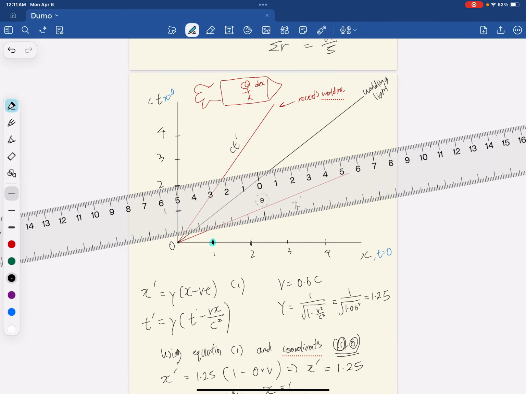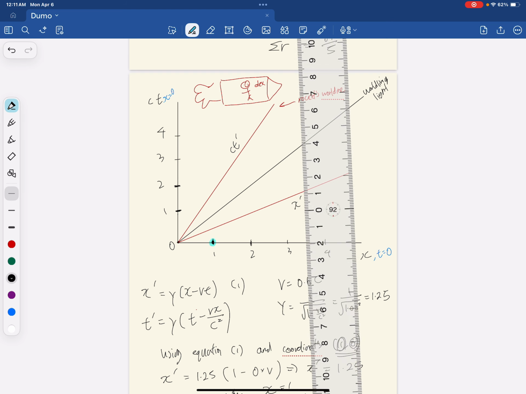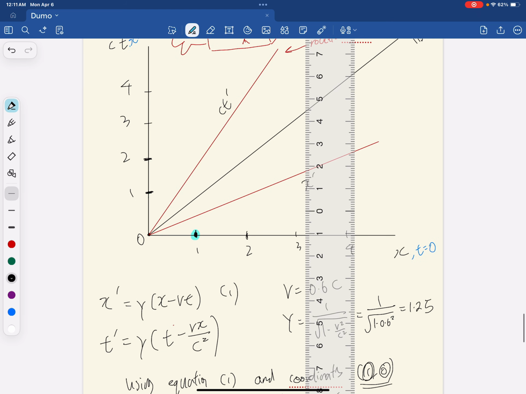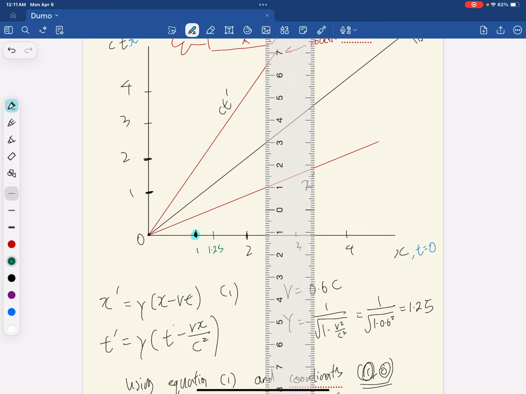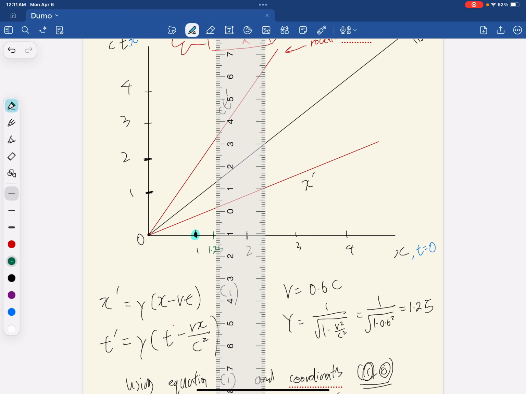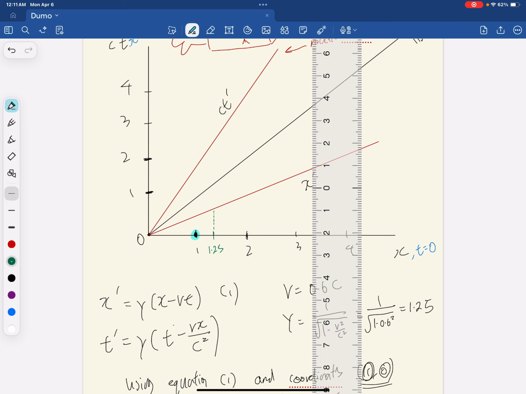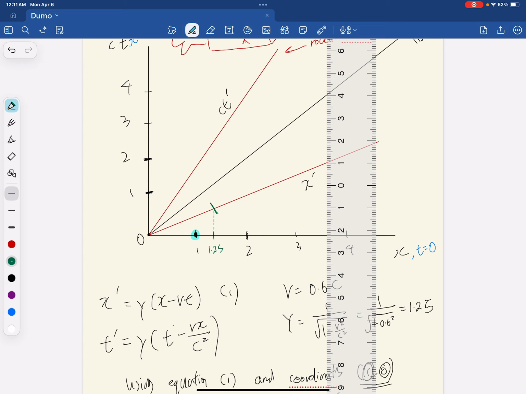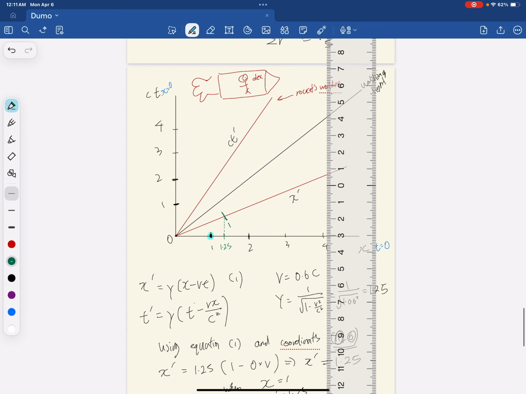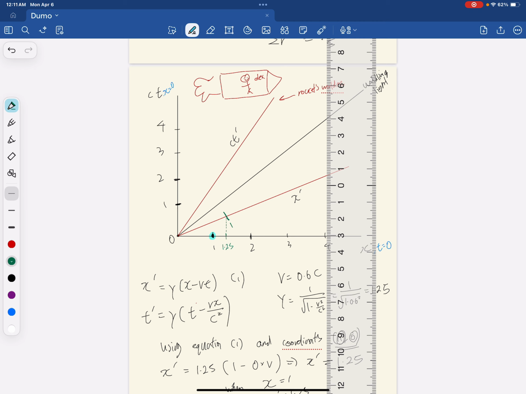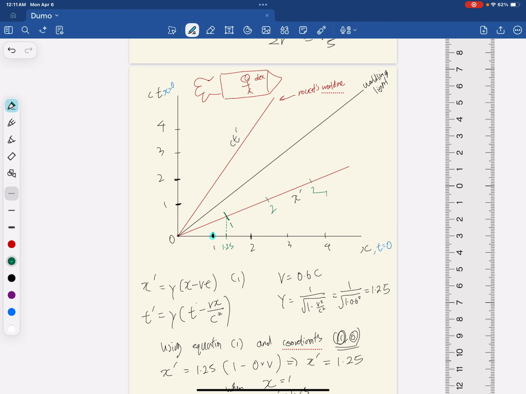Simple enough. We get a ruler. We find on the x-axis where 1.25 is. That's right about here, right? And we make sure that this ruler is 90 degrees. And there. That is 1. That is 1 on our x primed axis. And so this is going to be 2, this is going to be 3, and so on and so forth.